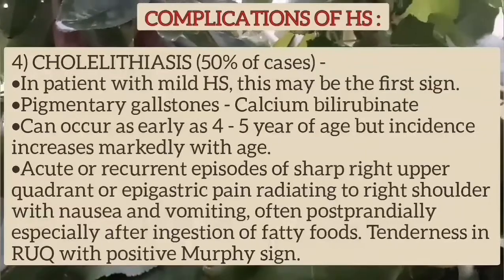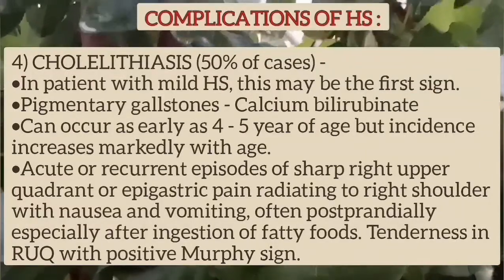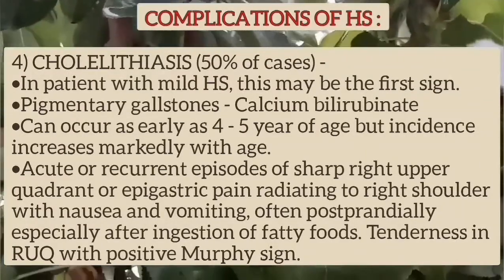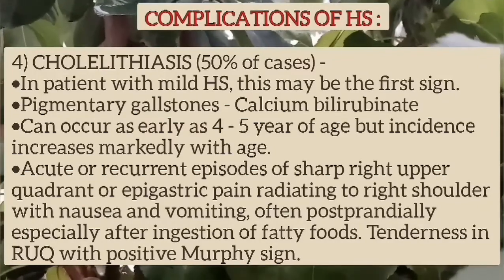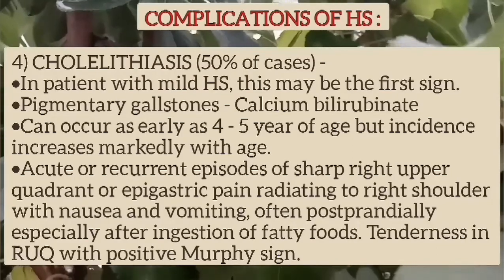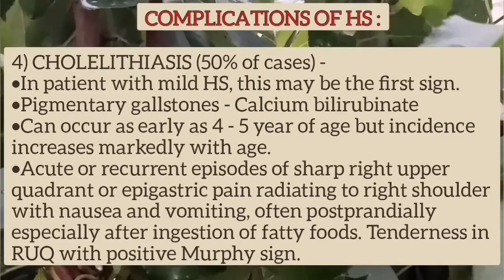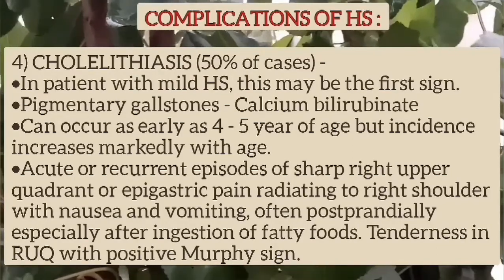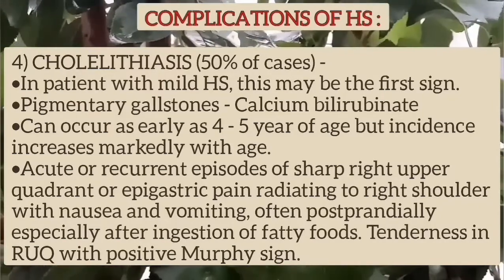Now, fourth complication is the cholelithiasis. In patients with mild HS, this may be the first sign. Now, these gallstones are usually pigmentary gallstones and these are calcium bilirubinate. They can occur as early as 4 to 5 years, but the incidence usually increases with age.